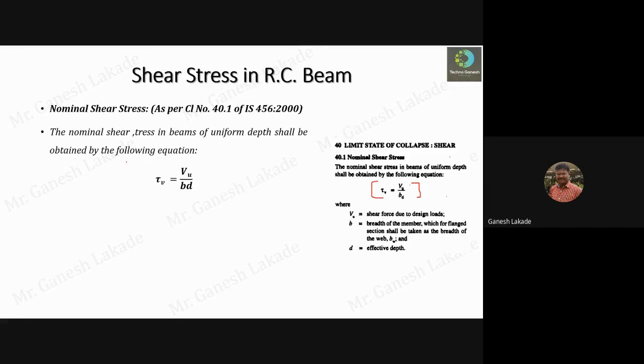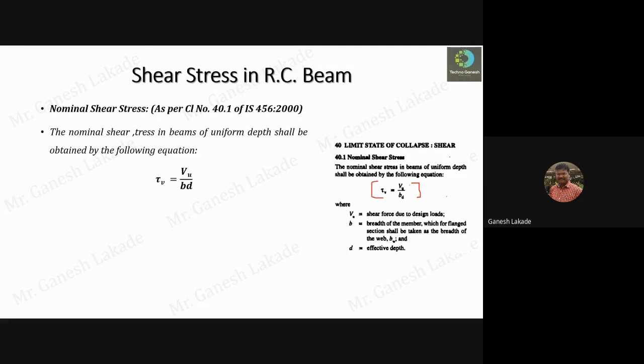So we'll discuss the shear design. Firstly, we must know what the nominal shear stress is. This is the simple concept given here: nominal shear stress, tau v is equal to Vu upon bd. So this term you have to remember. IS 456 will be allowed in exams when you give the exam in offline mode, but that is not possible in current situations, so you have to go for objective questions on this kind of topic.